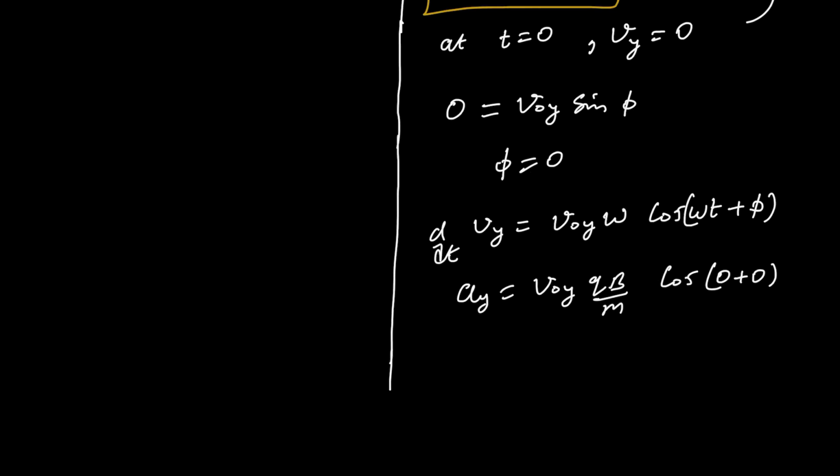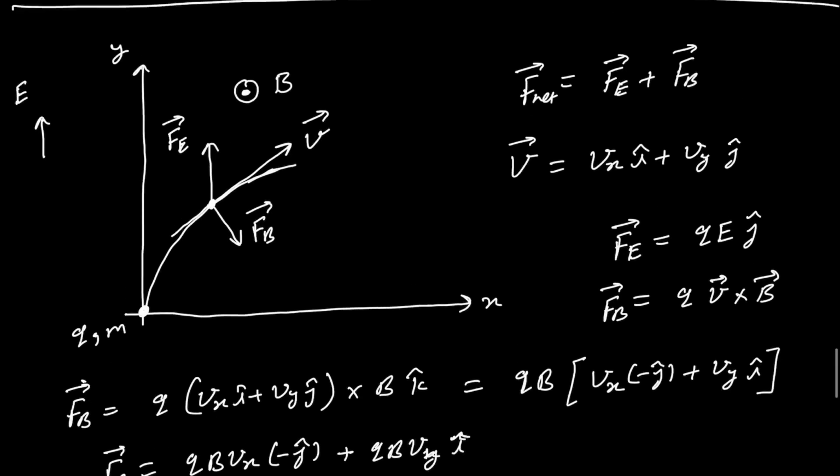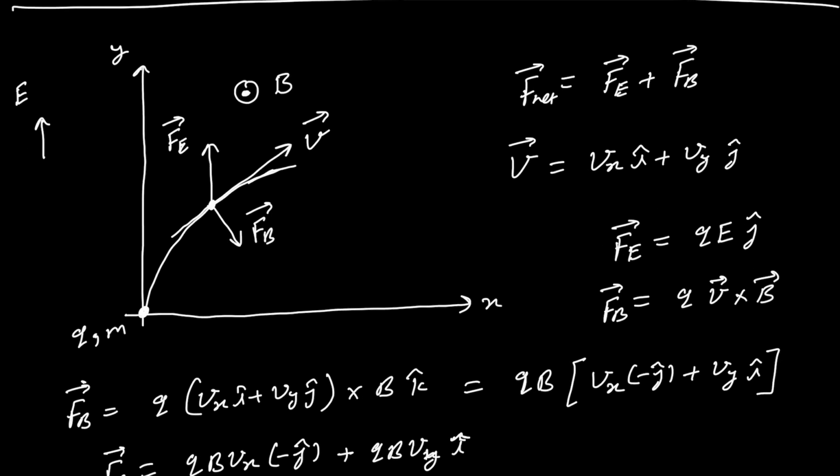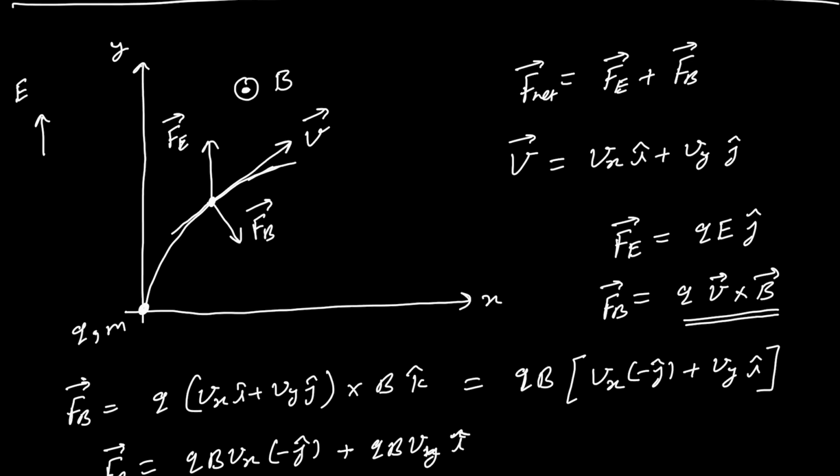And what is Ay? Now we know one thing, that at t equal to 0, Ay will be qE by m. How did we get this qE by m? So let us analyze this. At t equal to 0, the particle was at rest. And since the particle is at rest, you can find from here that the magnetic force will be 0. So at t equal to 0, only the electric force is acting on the charged particle. And what is the electric force? The electric force is Q into E. So what is the acceleration at t equal to 0?